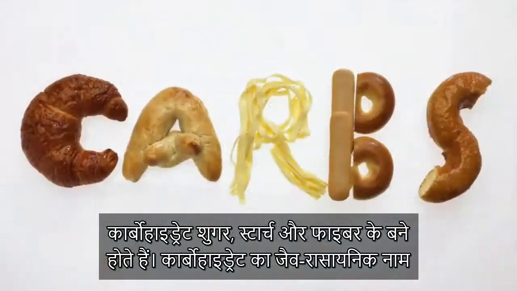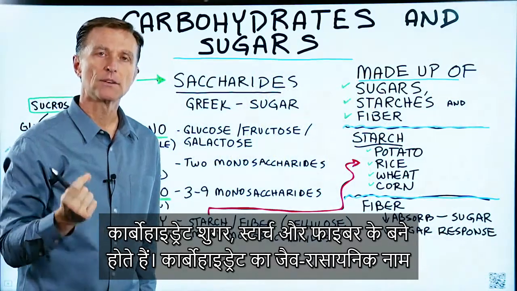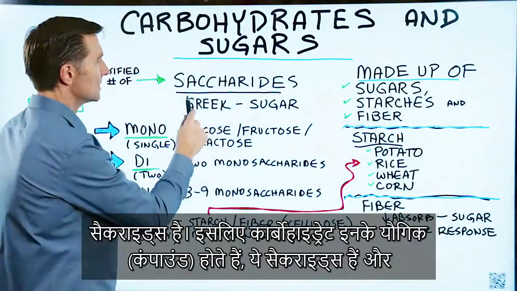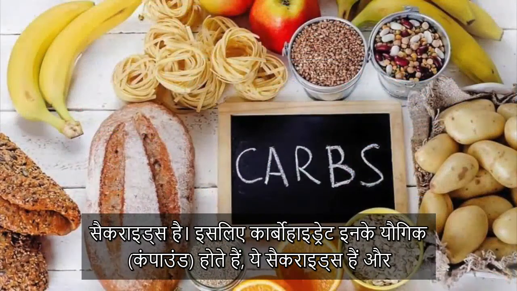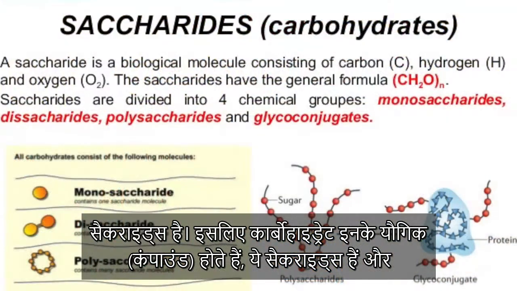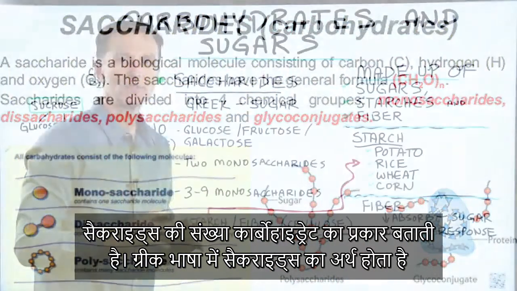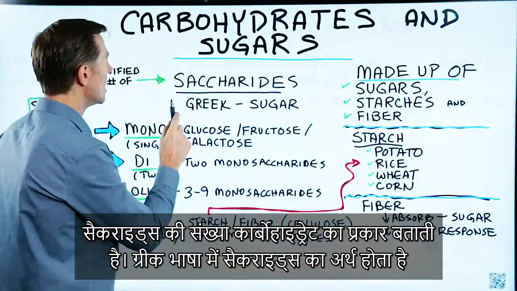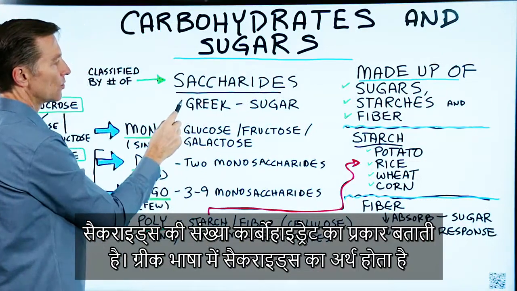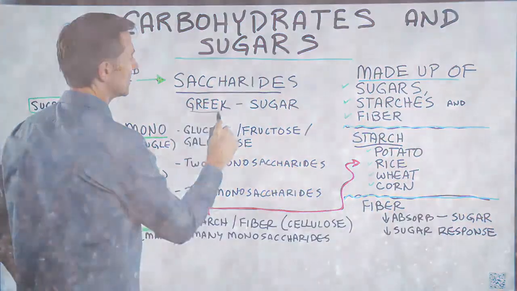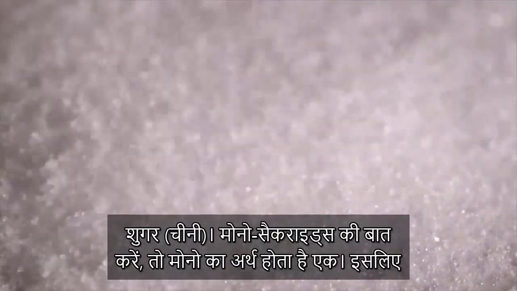Carbohydrates are made up of sugars, starches, and fiber. The biochemical name for a carbohydrate is a saccharide. So basically, carbohydrates are a compound of these. These are saccharides, and carbohydrates are classified by the number of saccharides. The Greek word for saccharides is sugar, okay?